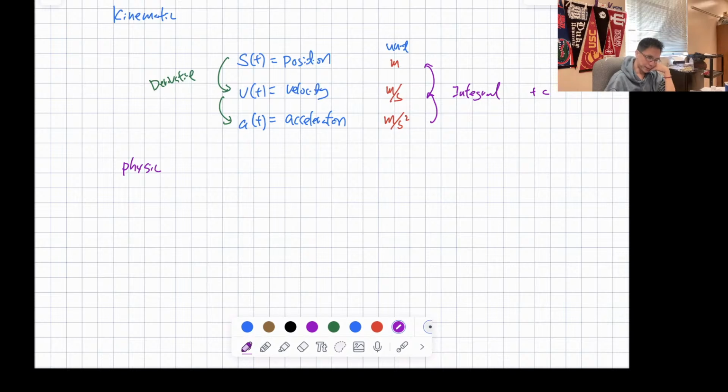In physics and math, they are two different things, but we'll start talking about what this is. It's negative 16t squared plus v0t plus s0. Do you guys know what kind of name this function has? S of t equal to negative 16t squared plus v0t plus s0 is what? What's it called?